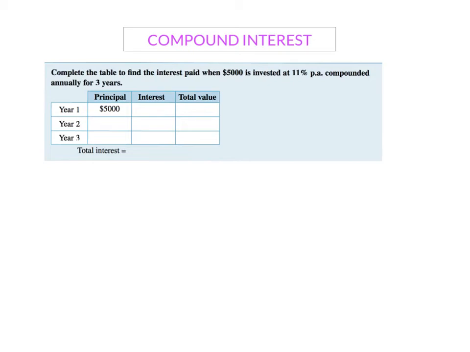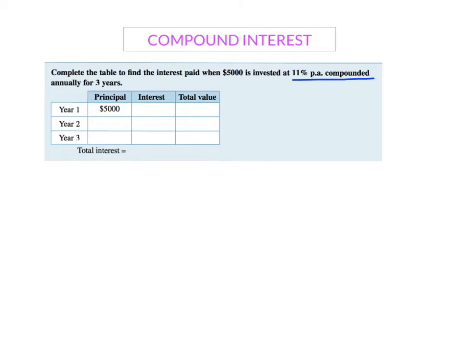So the next thing we're going to look at is compound interest. Now, the difference with compound interest is that the amount that you earn when you're investing, or the amount that you pay if you're getting a loan, constantly changes. It depends on what your new total is. So if you have a look at this table, we'll go through one together. If you think about compound interest, they're going to say, all right, interest is paid when $5,000 is invested at 11% compound annually for 3 years.